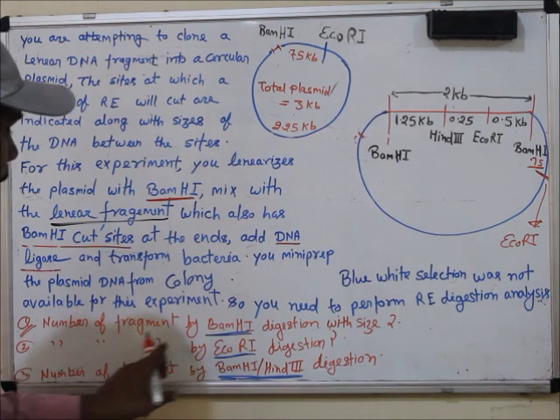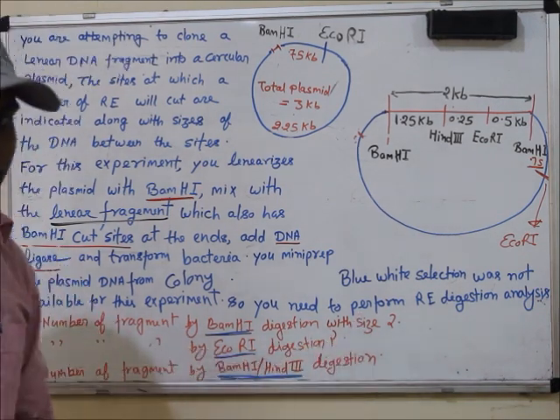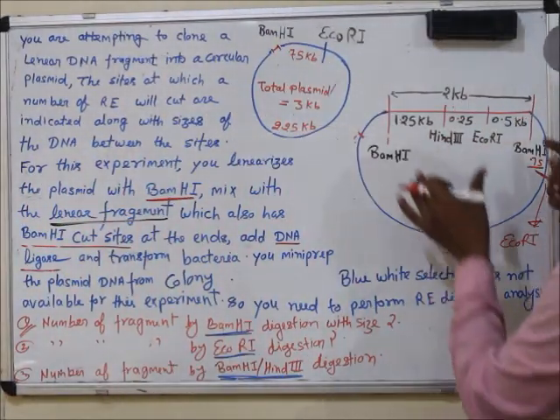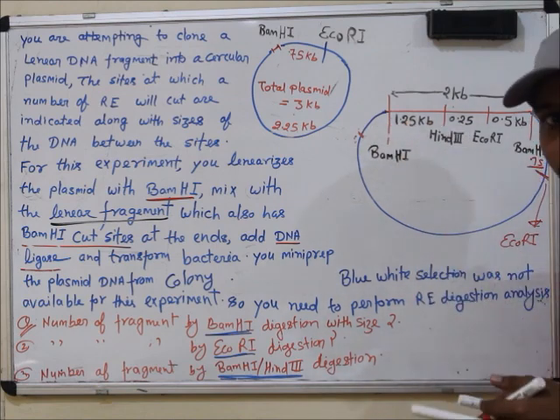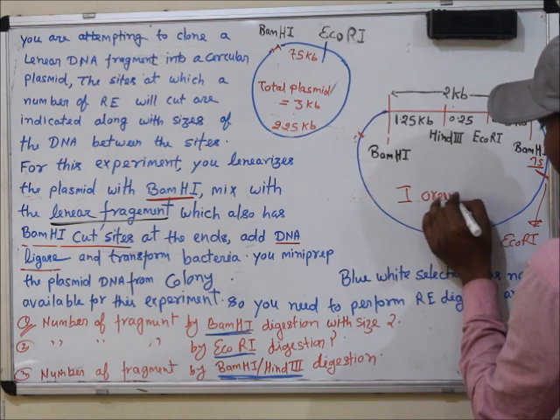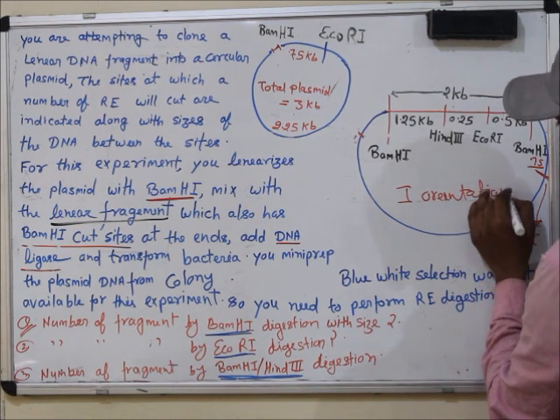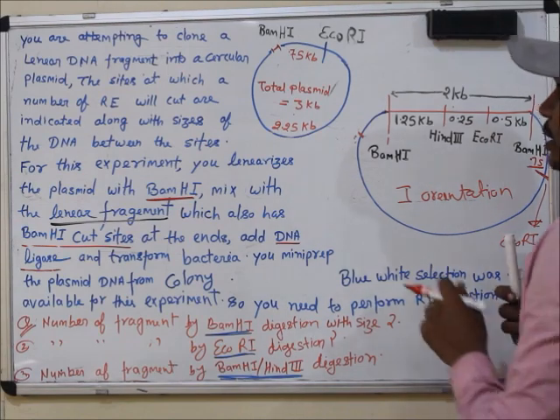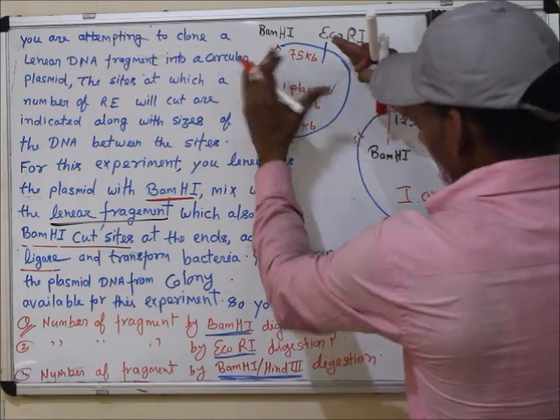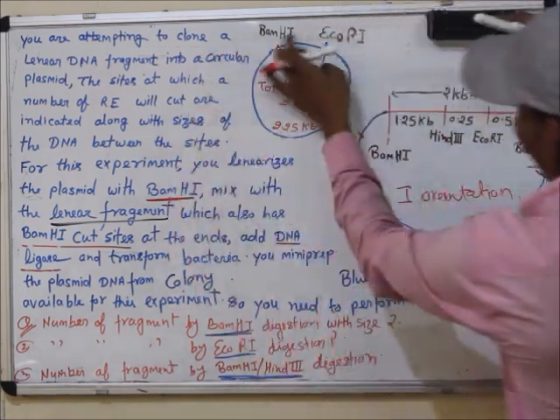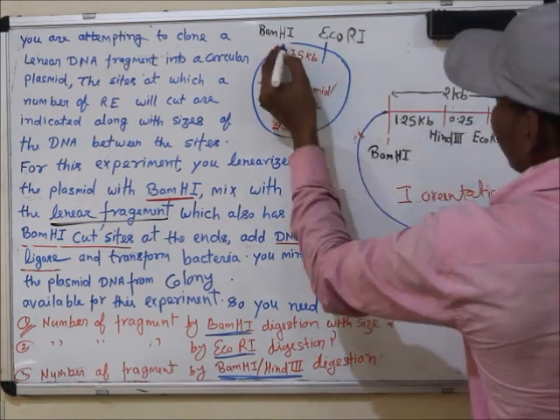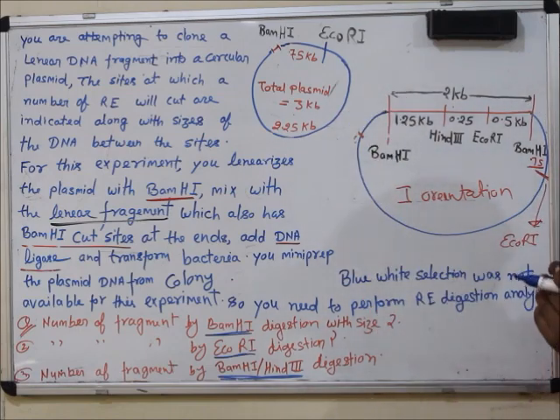Then the question says number of fragments by BamHI digestion with size. This is in the case of the first orientation. If the plasmid will be the same, but there is the first orientation. I am saying first orientation. Okay. What is the orientation? Because the plasmid, if the same length of the fragment is added in this form, then that is the first orientation.